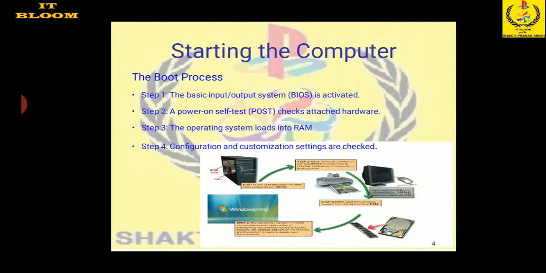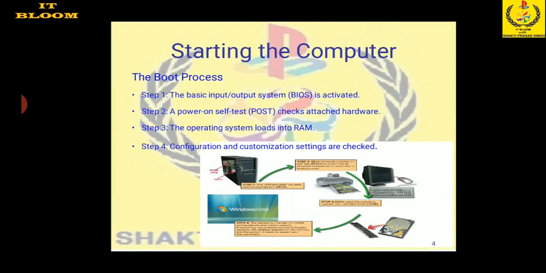Configuring and customizing settings are checked. Third step, the operating system goes to RAM, and then it will check the configuration and customizing of your system. After completing all these steps, if any step is not executed, your system will not boot, and an error message will appear. Different error messages will appear. Right? If the OS does not work, then OS corruption will be there. If a particular part of the system is not working, that message will appear.